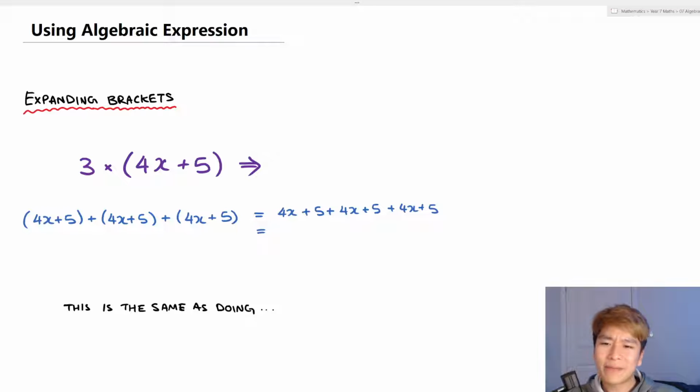So if I have something like this, okay? In this case, I have 3 times 4x plus 5. Okay, that's inside brackets. What does the 3 times mean? Now, if you think back to what we did when we did our numbers, multiplying essentially just means repeated addition, right? So 3 times bracket 4x plus 5 just means I have 3 of the 4x plus 5 added together. Okay, so it's 4x plus 5 plus 4x plus 5 plus 4x plus 5 plus 4x plus 5.